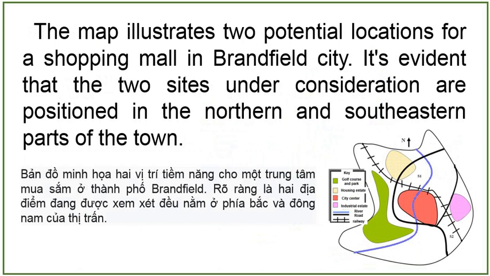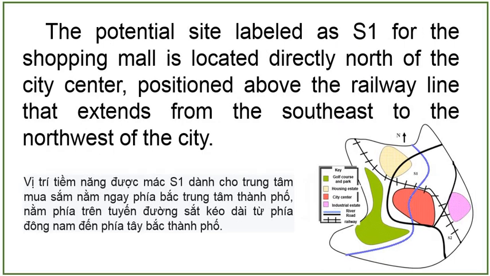The map illustrates two potential locations for a shopping mall in Brandfield City. It's evident that the two sites under consideration are positioned in the northern and southeastern parts of the town. The potential site labeled as S1 for the shopping mall is located directly north of the city center, positioned above the railway line that extends from the southeast to the northwest of the city.